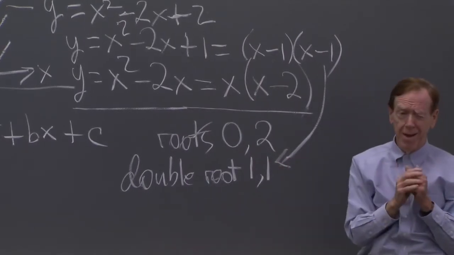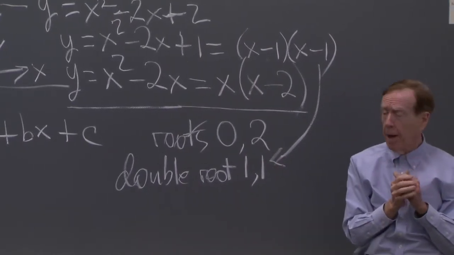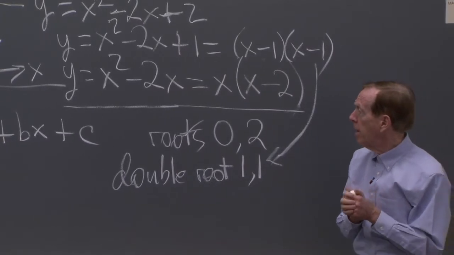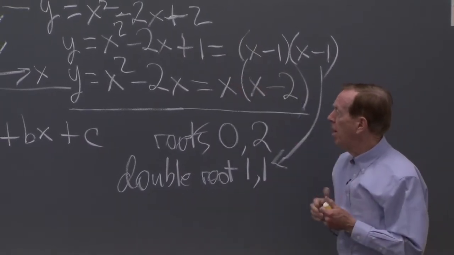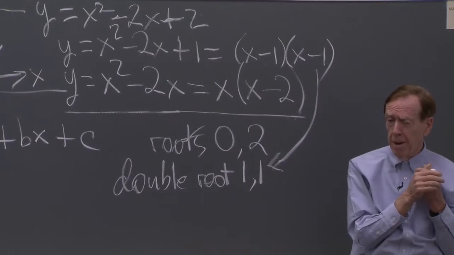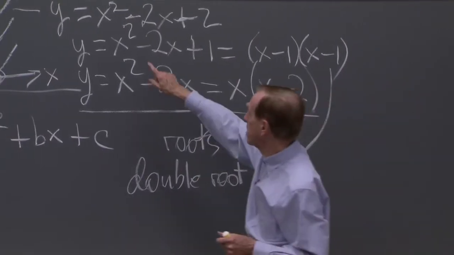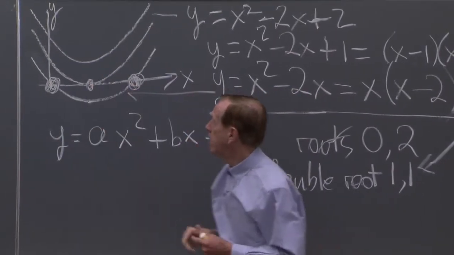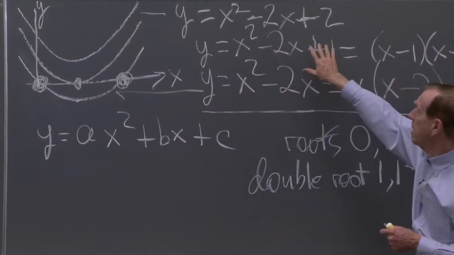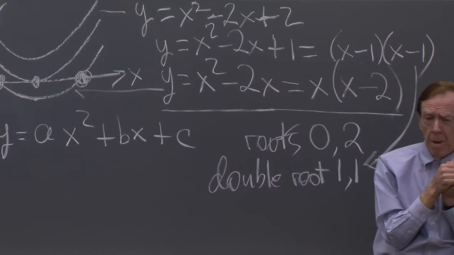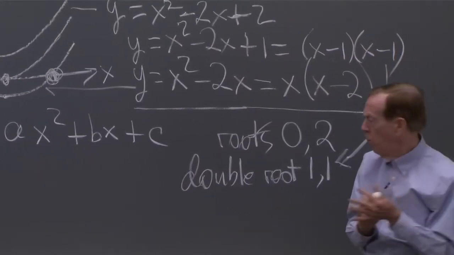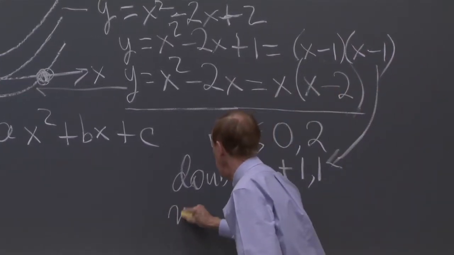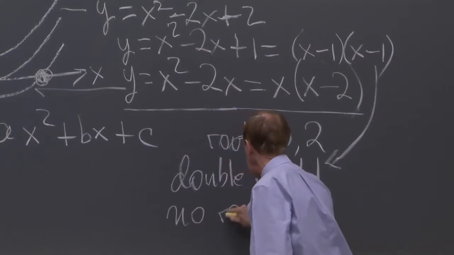Now let me go on to the top one. Where is that 0? Can we factor that? We have a problem with this one, because we can see from the picture that this thing never hits 0. So am I going to say no roots for the third one? No roots? I don't like to say that.